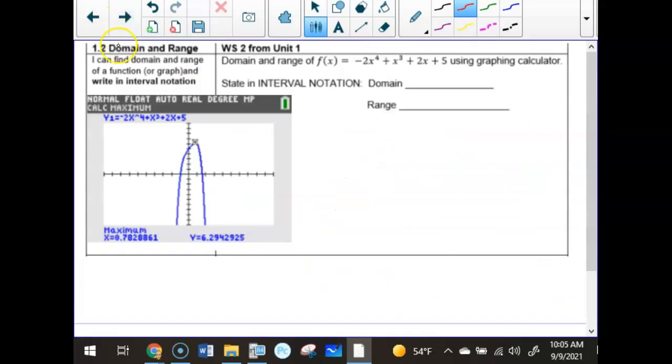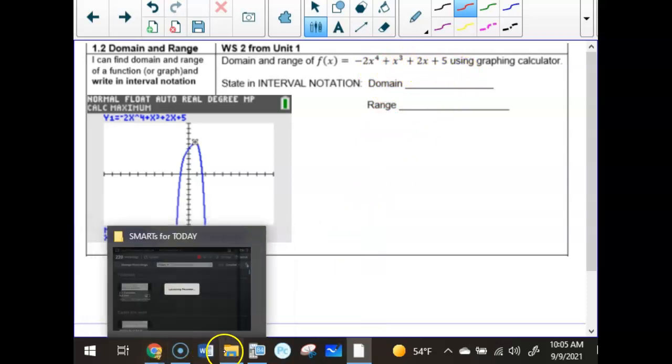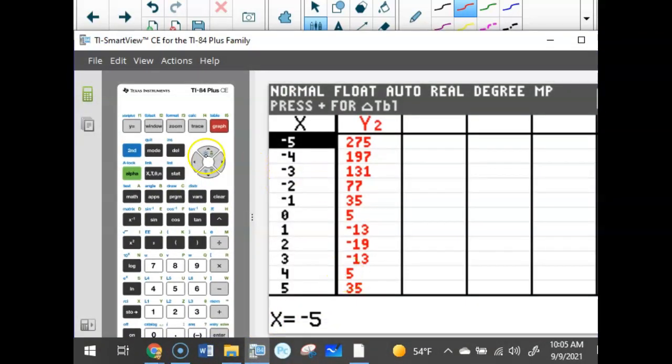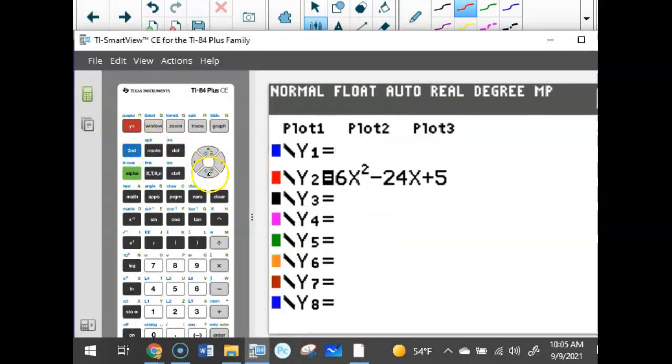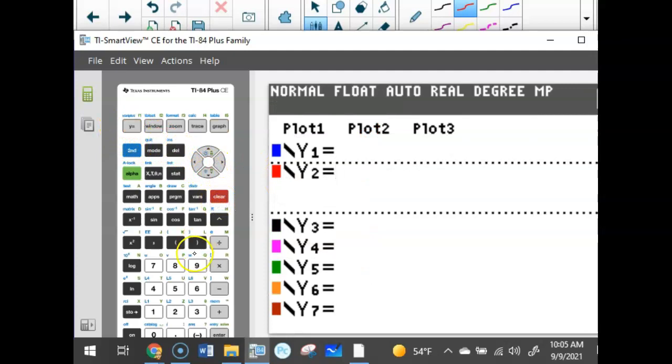All right. Then domain and range. There is a question that you have to use your calculator for. It says find the domain and range of this. Can everybody graph that in their calculator real quick? Negative 2x to the fourth plus x cubed plus 2x plus 5. Can anybody read it to me as you type it in? Negative, was it negative 2x to the fourth?